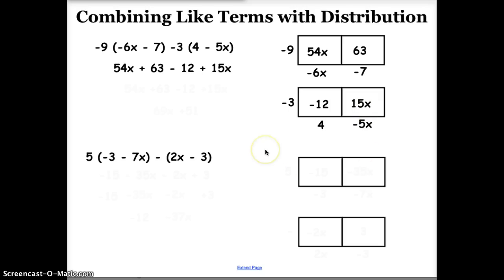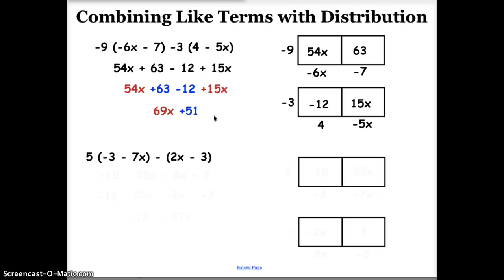Now I've got to combine my like terms. So the terms that are alike are my x terms, which are 54x and 15x, and my numbers, which are 63 and negative 12. When I combine my two x terms, the 54x and the 15x, I get a total of 69x, and when I combine my two numbers, I get a total of 51.